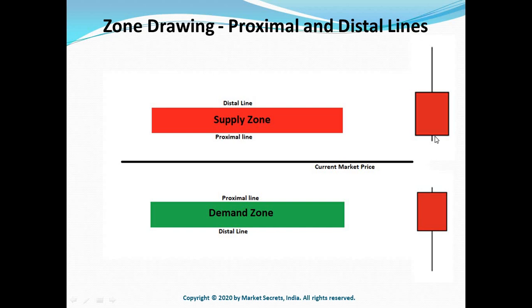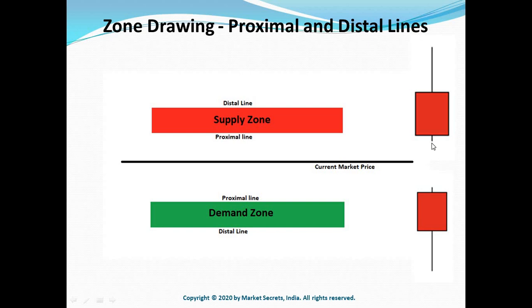And there is a second adjustment rule. For example, if the candlesticks are forming the base with tight and very small candles, then we can draw the proximal line covering the shadows as well, that is the wicks as well.